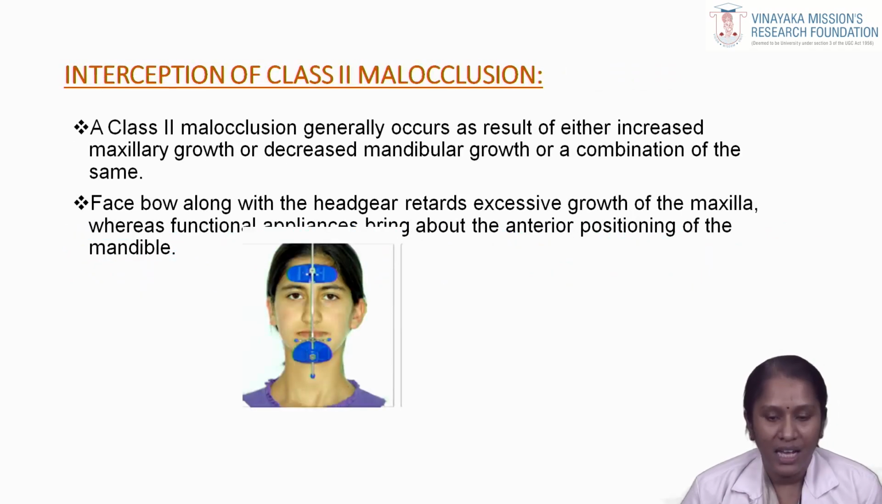If the patient has class 2 malocclusion, for example, a class 2 malocclusion generally occurs as a result of either increased maxillary growth or decreased mandibular growth or a combination of the same. In this case, we can give a face bow or face mask along with a headgear to retract the excessive growth of the maxilla, whereas a functional appliance brings about anterior positioning of the mandible to correct skeletal class 2 malocclusions.